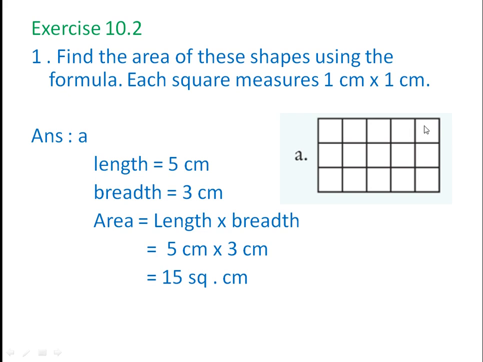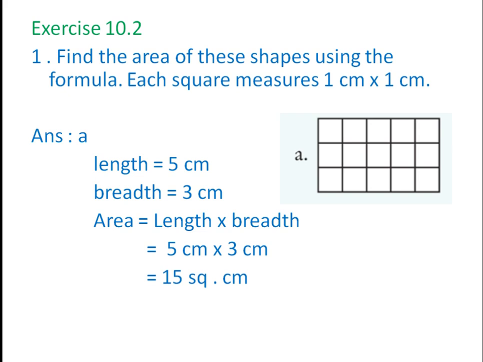Now count the breadth: 1, 2, 3. 3 squares are here. This is the breadth. The 5 centimeters is the length and 3 centimeters is the breadth. What is this picture's name? This picture is a rectangle. Now we find out the area of the rectangle.